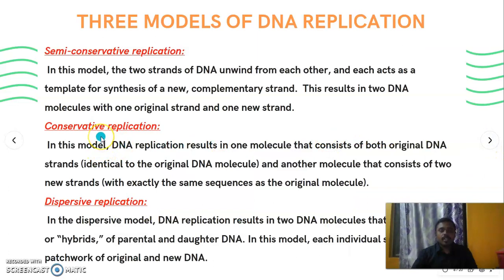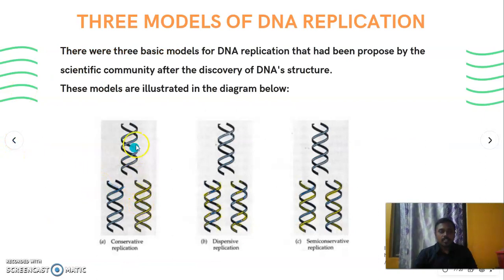The second model is called conservative replication. In this model, DNA replication results in one molecule that consists of both the original DNA strands, and another molecule that consists of two new strands. I will show you the image. So this is your parent strand, which is blue in color. When it undergoes replication as per the conservative replication model, it produces two daughter DNA molecules, in which the first DNA molecule has both the strands from the parent, and in the other DNA molecule, both the strands are completely newly formed. This is the second model, that is the conservative model.